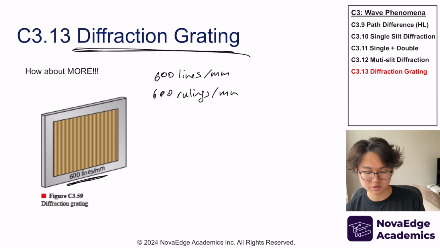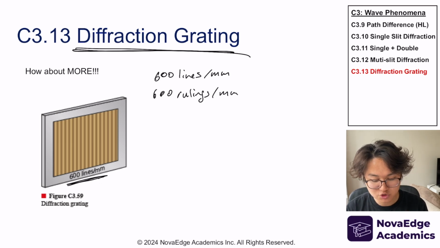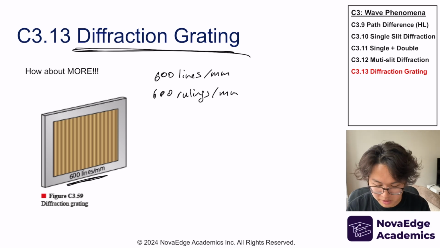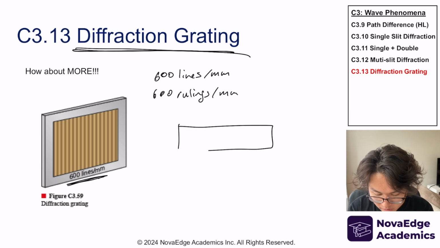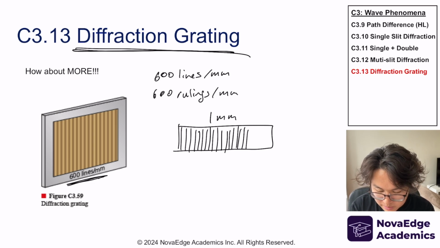And you need to know this because diffraction grating comes in your paper 2 and paper 1 as well. But what does this lines per millimeter mean? This actually means they have 600 slits in 1 millimeter. So if I have a ribbon of 1 millimeter, they have 600 slits in it. That's a crazy amount, right?